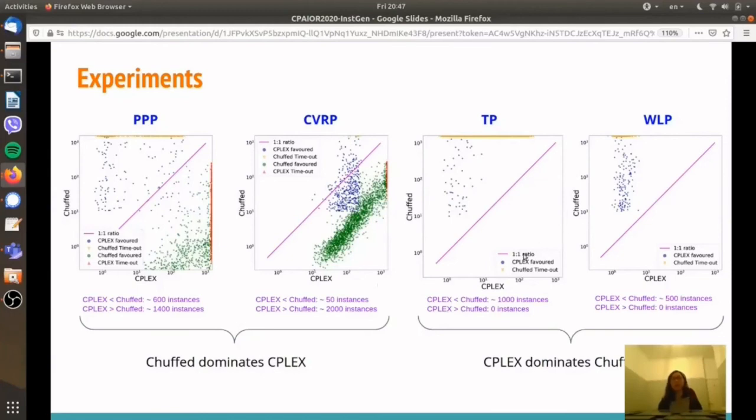For the transshipment problem, we find no instances where Jeff wins over Cplex and a lot of instances where Cplex takes less time to solve than Jeff. This also confirms our knowledge that for this transshipment problem, Cplex dominates Jeff because the problem can be formulated as a network flow problem. For the warehouse location problem, we also see the same kind of behavior where Cplex dominates Jeff, and this is also an interesting and new knowledge that we only know when we do this experiment.